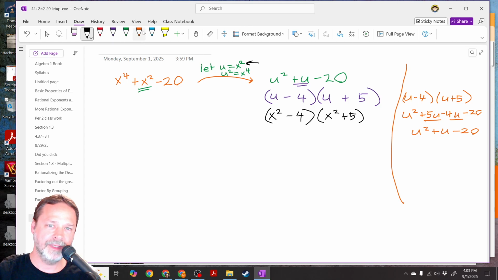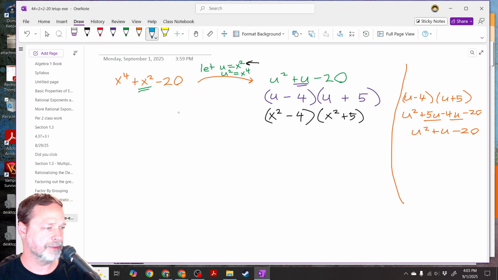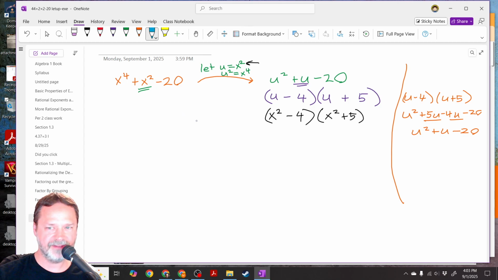Now I got to ask myself, am I done? What were my instructions? Was I just to factor it or factor completely? The general assumption is you're going to factor it completely. It's factored, but not all the way. X squared plus 5, can't do anything with it. Whenever you have x squared plus something, it's not going to factor. Just doesn't do it, ever. So don't worry about it.